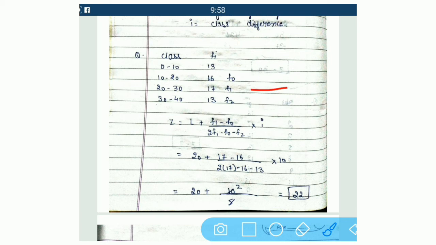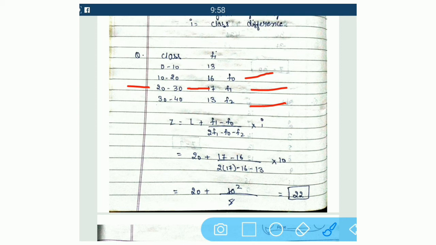Highest frequency is always denoted as F1. Then the frequency above the highest frequency, highest frequency की ऊपर वाली frequency, is denoted as F0. And the frequency below the highest frequency is considered as F2. Highest frequency F1, above frequency F0, below frequency F2. Then highest frequency के सामने वाला जो class होगा, that class is going to be considered as your class. ये आपका class considered होगा highest frequency के सामने वाला.